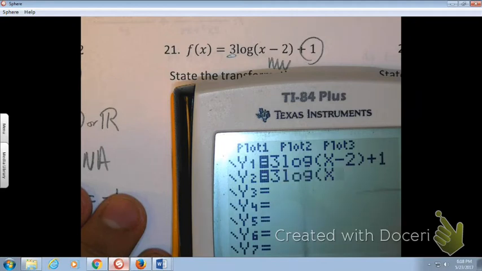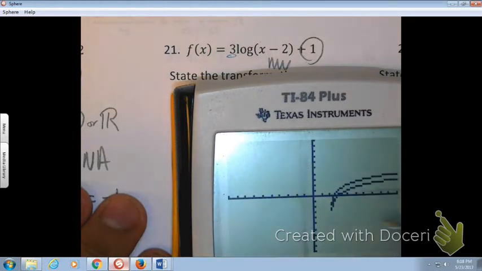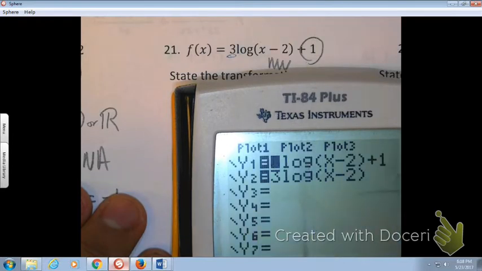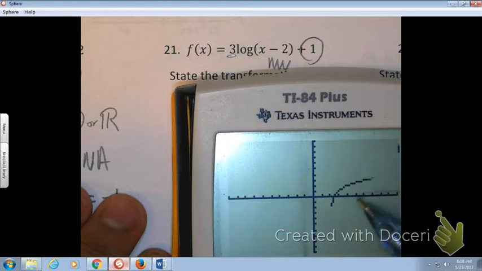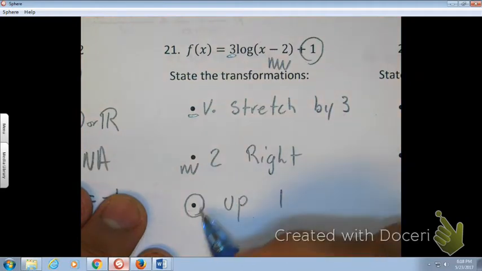X minus 2. And I'm not going to put the plus 1, so you can see that the other one is lower. So the plus 1 is going to make it rise up. And then the 3 is going to make it stretch. So if I remove the 3 and do the exact same thing, the original one is going to be a little more stretched. This one is a little bit more flat, you see? So the 3 is going to make a stretch. So these are the transformations.